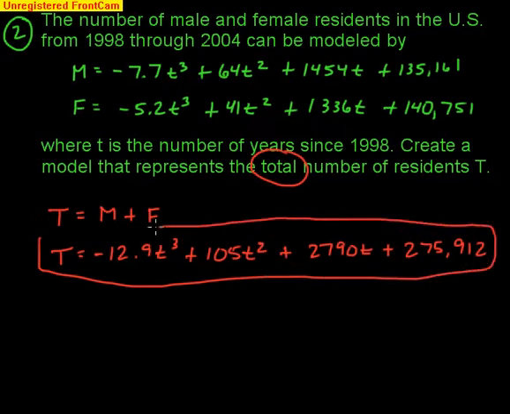And again, if we plug in any year since 1998 into this equation, like if we plug in 2, that would be the year 2000, because you would add it to 1998. So if we plugged in 2 for t, we could get the population of the United States in that year.